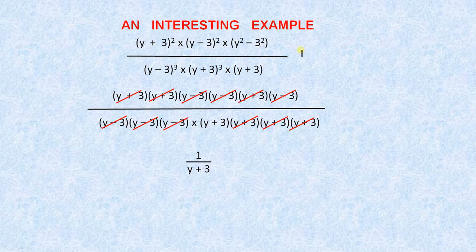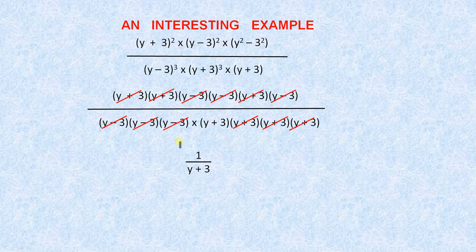Now this one looks very complicated. However, just follow the same rules. Take your time and you can't go wrong. Y plus 3 all squared, once, twice. Y minus 3 all squared, once, twice. Y squared minus 3 squared is the difference of two squares, which is y plus 3, y minus 3. So that's the numerator taken care of. Y minus 3 all cubed, 1, 2, 3. Y plus 3 all cubed, 1, 2, 3. And there's your final y plus 3 there.